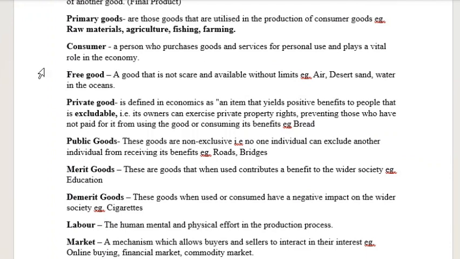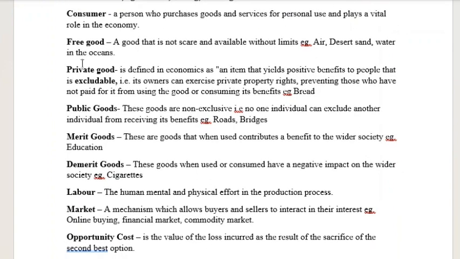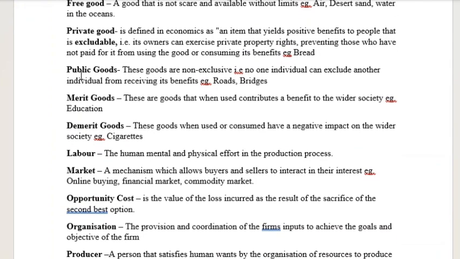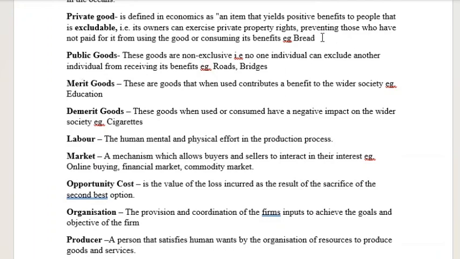We have consumer, that is everyone in the world basically. A person who purchases goods or services for personal use and plays a vital role in the economy. We have a free good, a good that is not scarce and is available without limits. Example, air, desert, and water in the ocean. We have private good, defined in economics as an item that yields positive benefits to people that is exhaustible and excludable, i.e., its owners can exercise private property rights, preventing those who have not paid for it from using the good or consuming its benefits.